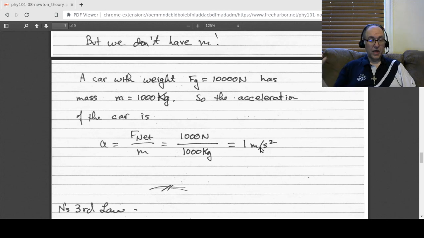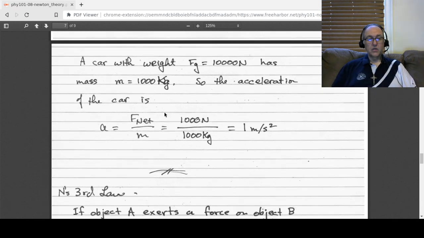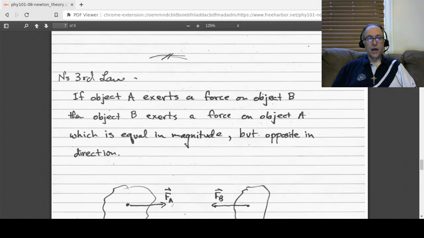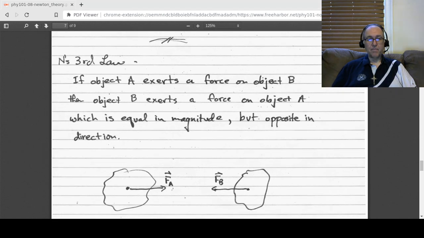We've done the second law. We saw that the first law really is a special case of the second law. The third law is very different, okay? The first law and the second law really only correspond to one object at a time. The third law relates pairs of objects, and the forces between pairs of objects.